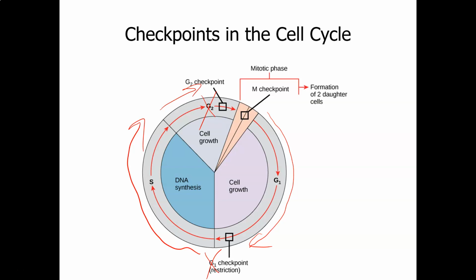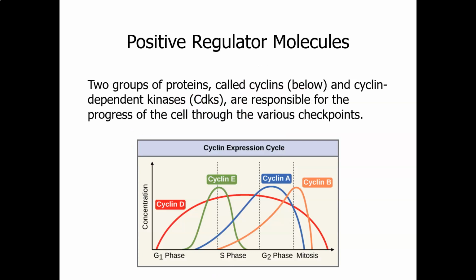And then there's the M checkpoint that checks to make sure that the kinetochores are attached to the spindle fibers, and if they're not, cell division will be stopped at that point and the cell won't divide. There are two groups of proteins called cyclins and cyclin-dependent kinases. Now you know if it has ACE on the end, it's an enzyme. So cyclin-dependent kinases are enzymes.